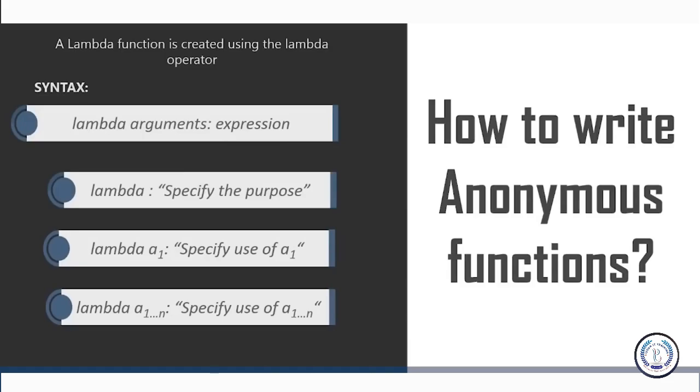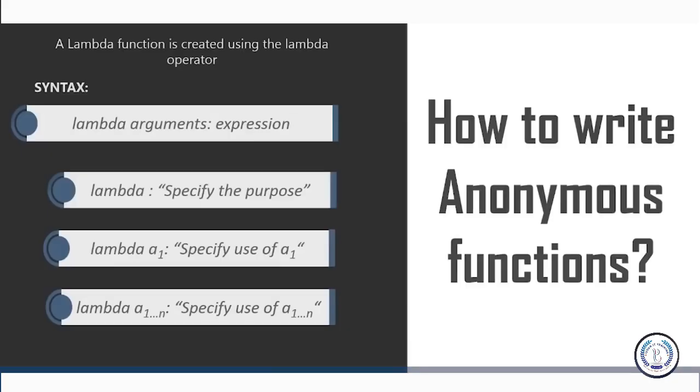Lambda expressions can take any number of arguments. As you can see over here, my first example is a lambda expression without any arguments. In the second example, I've taken a lambda expression which just has one argument, a1. Finally, I'm demonstrating a lambda expression which has inputs from a1 to an. Just remember that all your arguments or inputs need to be separated by a comma.